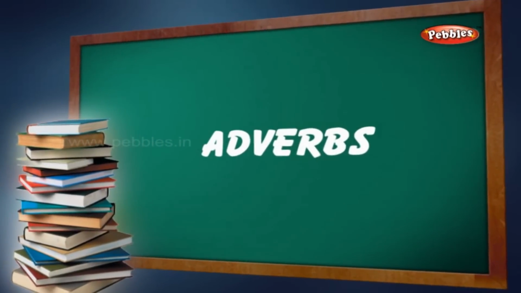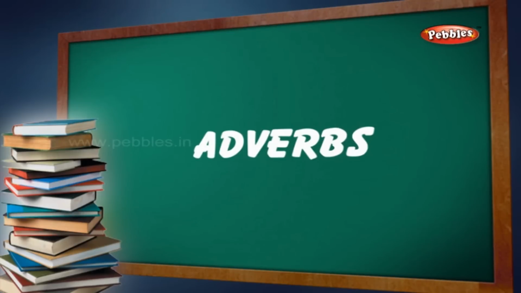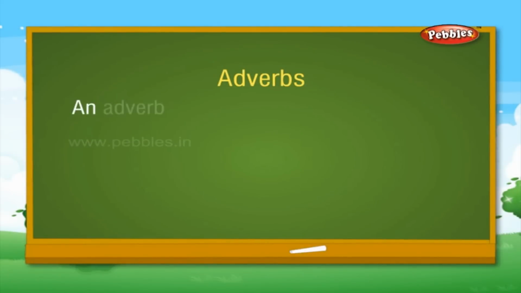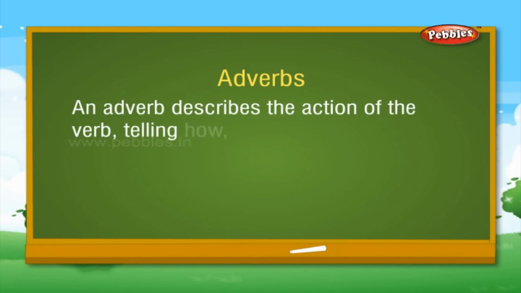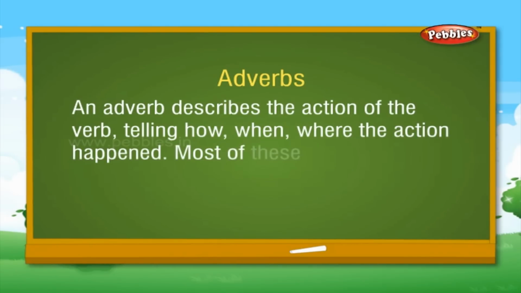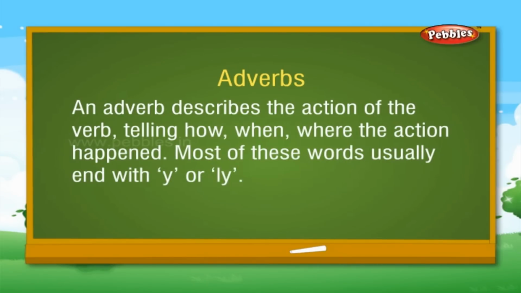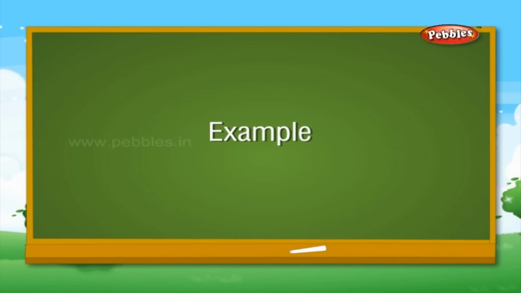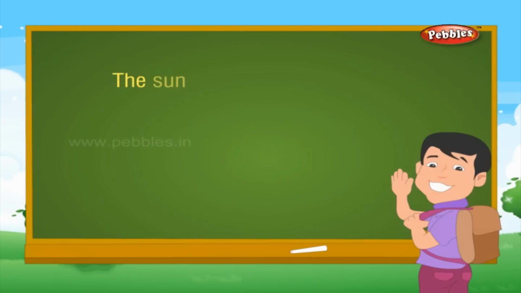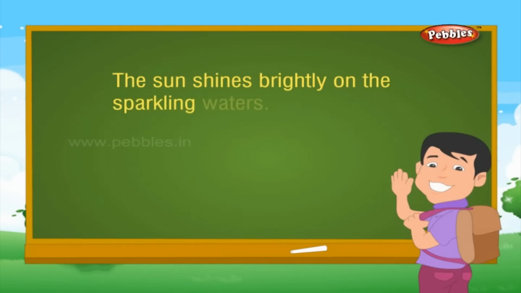We're now going to look at adverbs. An adverb describes the action of the verb, telling how, when, where the action happened. Most of these words usually end with y or ly. Example: the sun shines brightly on the sparkling waters.